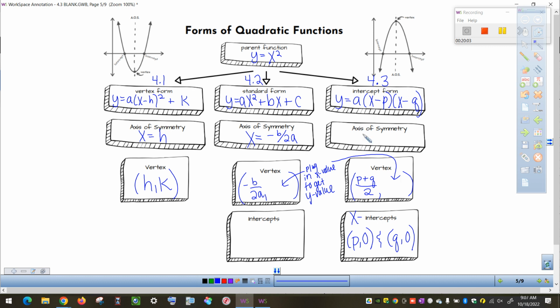All right, so the axis of symmetry is always the x value of the vertex. So in this case, it's going to be p plus q divided by 2.